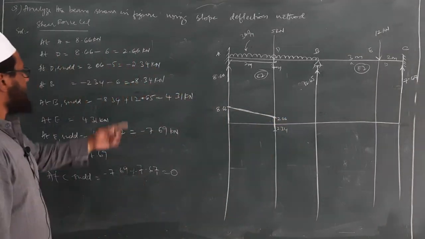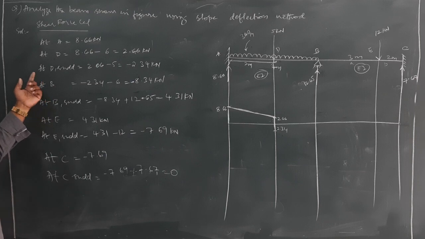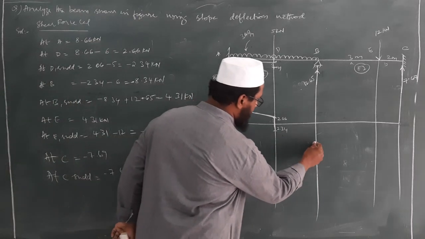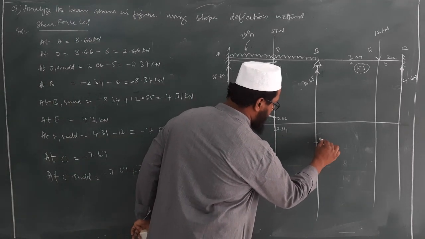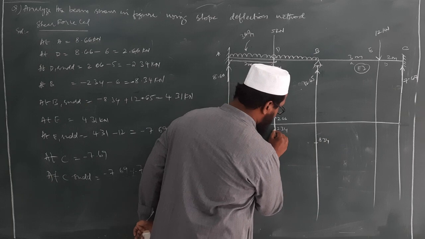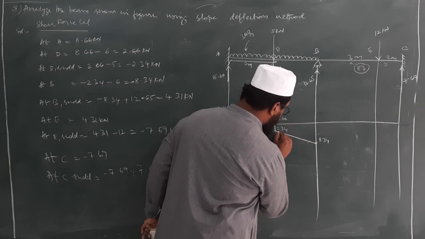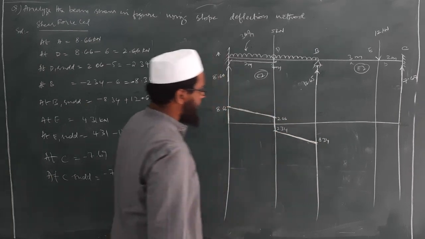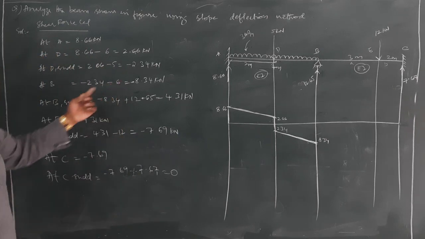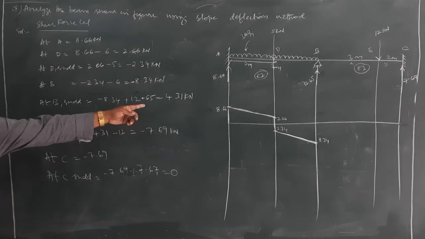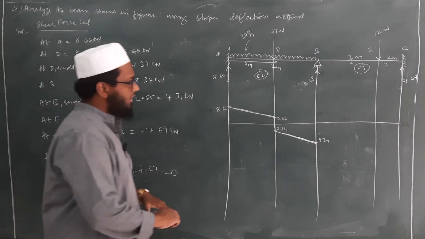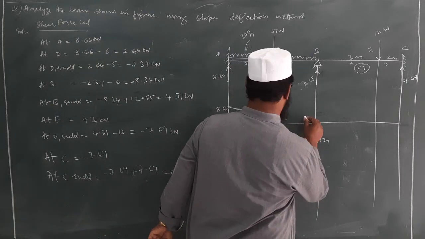Next what happens? At D suddenly it is 2.34. Next at B what happens? Minus 8.34 somewhere here. Okay. 8.34. So this is your 8.34. Next at B suddenly what happens? 4.31. Suddenly it reaches 4.31.